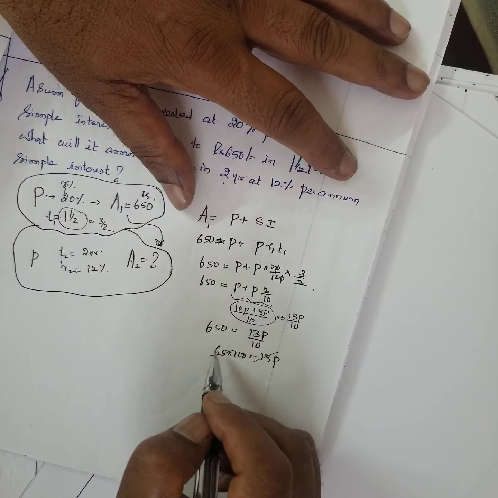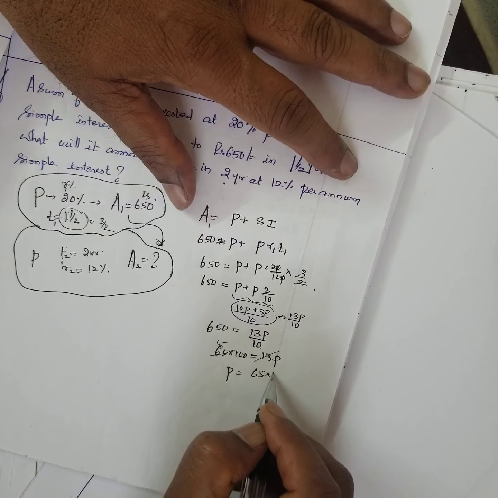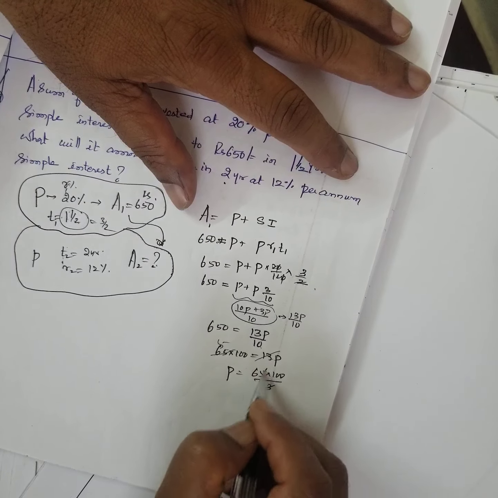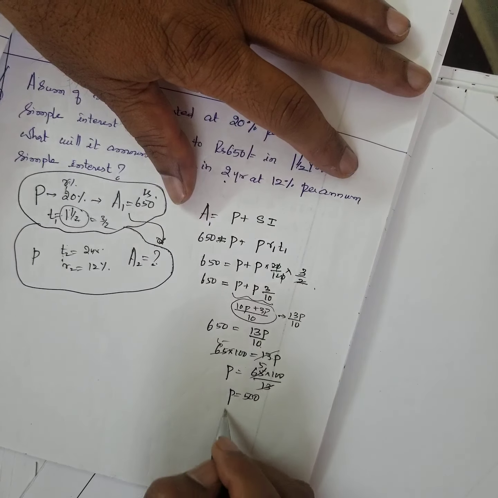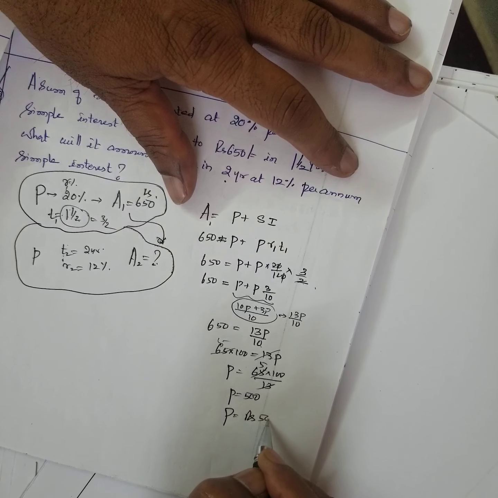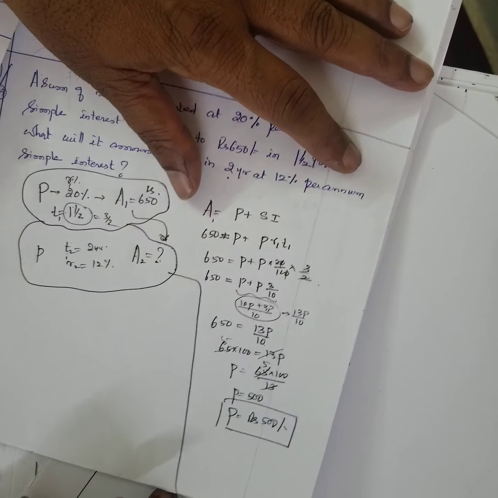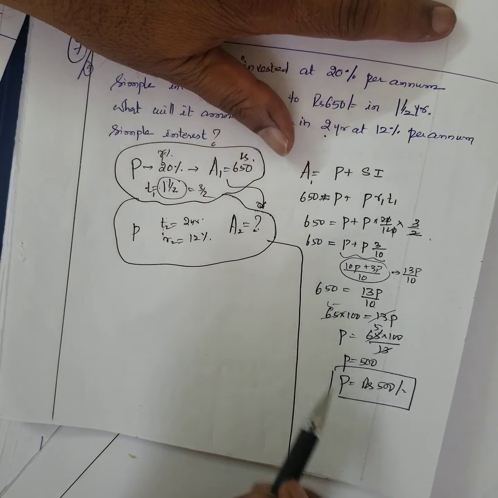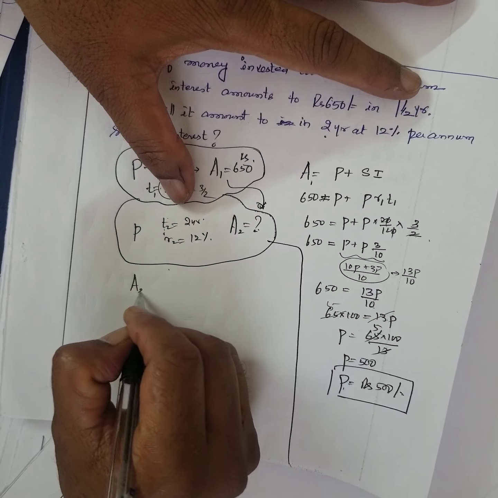How many times? 5 times it goes, right? Therefore P is equal to 65 by 100 by 13. 5 times it goes. P is equal to 500. The principal is equal to 500 rupees. Right? Now the question is, same amount, what is the amount you are going to get?